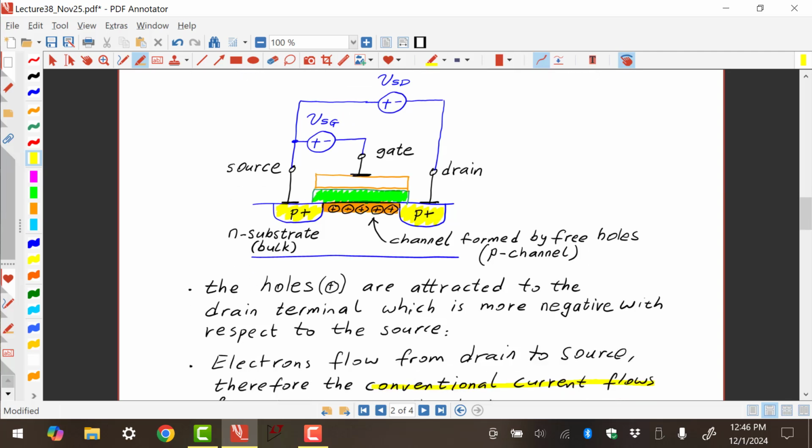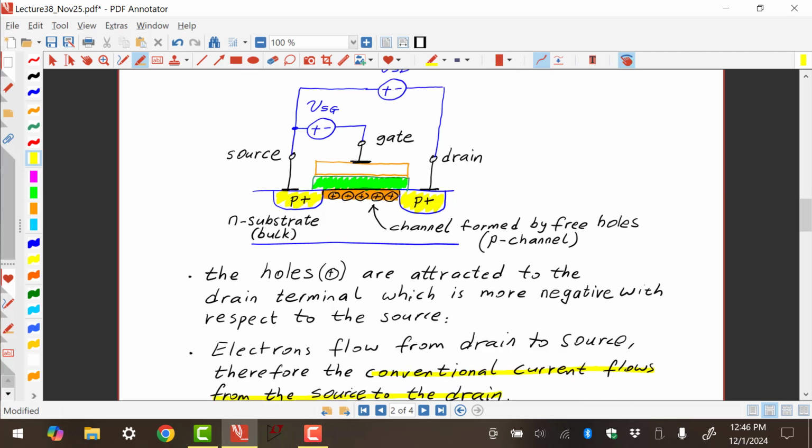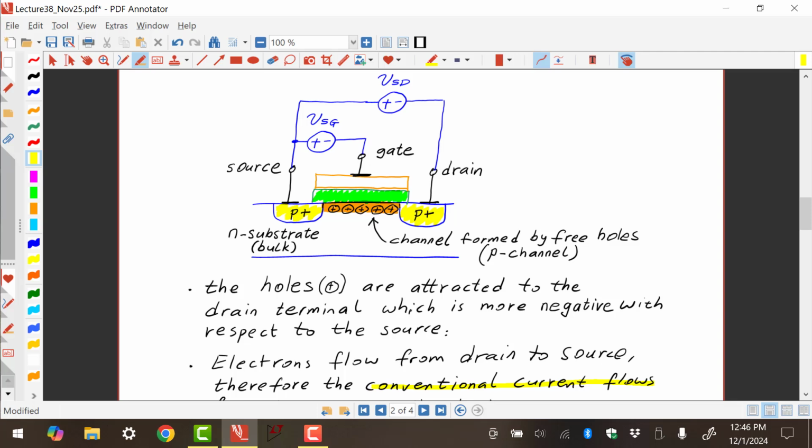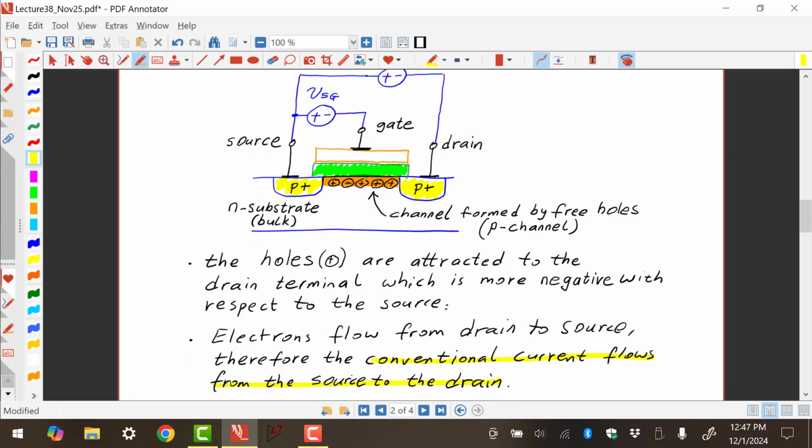But again, the holes are attracted to the drain terminal, because they're positive, and the drain is more negative. So the positive is attracted to the negative, and this channel is formed, and there's electron flow from drain to the source, right? Why? Because the source is more positive. So the electrons are going from the drain to the source. Therefore, the conventional current, right? We don't look at the electron current, we look at the conventional current, is that positive current is flowing from source to the drain. Okay?